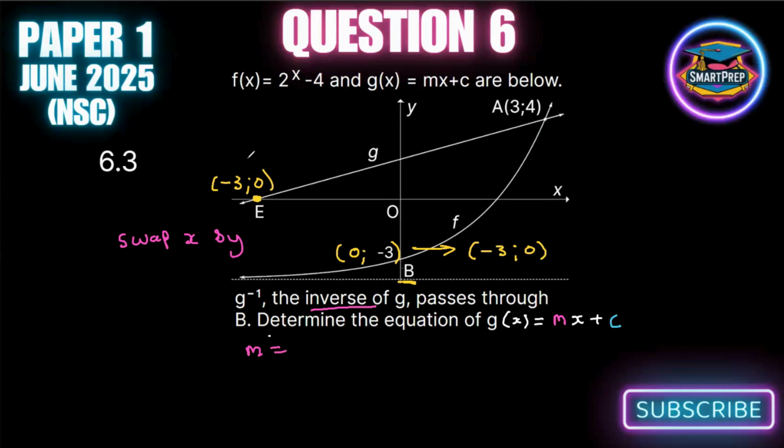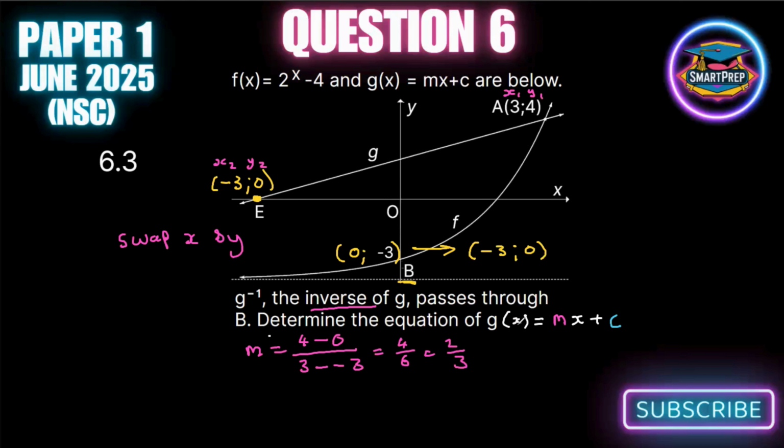We'll call A the x1, y1. And then this point E will be our x2, y2. So m is equal to the change in y, so y1, which is 4, minus our y2, which is 0, over our x1, which is 3, minus our x2, which is minus 3. And we get 4 over 6, which is 2 over 3.